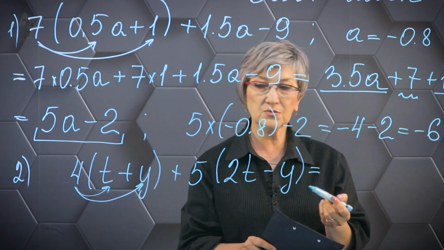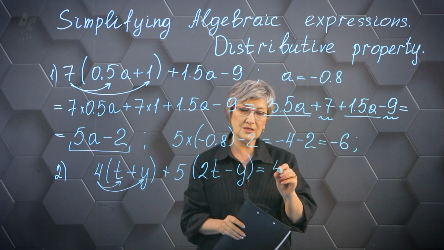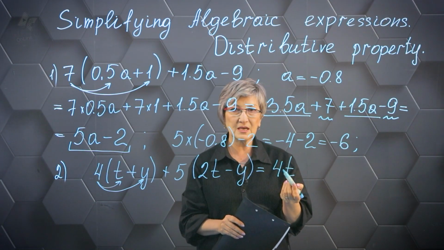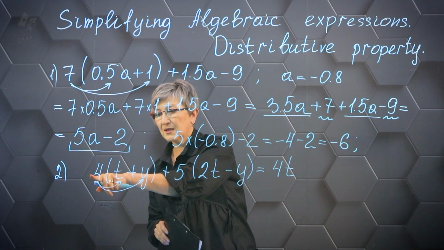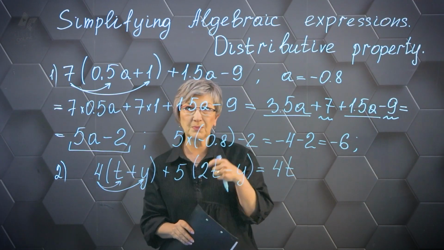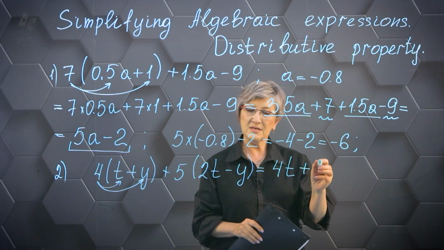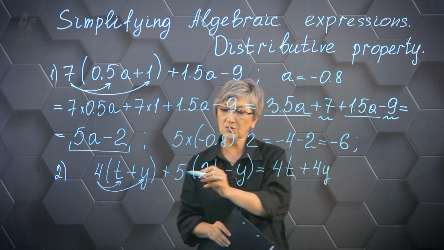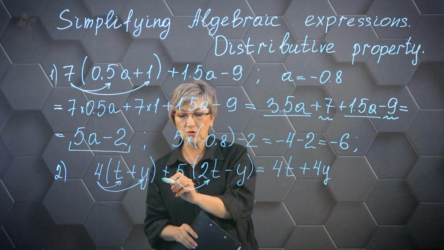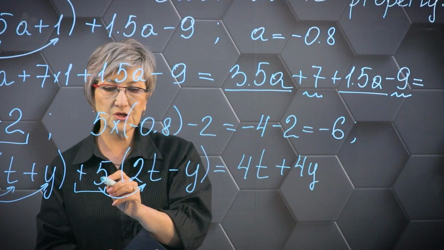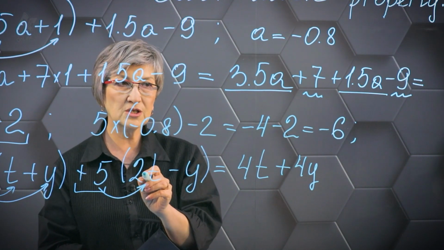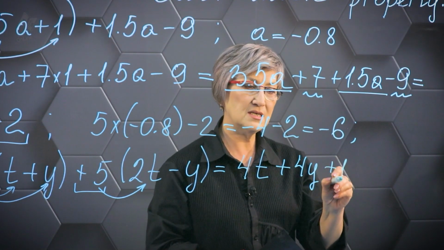What is the result? 4 times t is 4t. After this product, we must write down the sign. 4 is a positive number. The number multiplied by plus y by a positive number is a positive product, 4y. Let's go to the second parenthesis. 5 times 2t. And notice, the number 5 is a positive number, and that's the number I'm multiplying by the positive 2t. 5 times 2t is 10t.